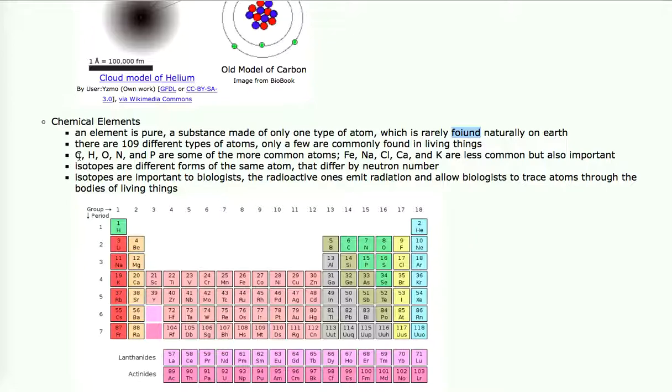The most common atoms are carbon, hydrogen, oxygen, nitrogen, and phosphorus. Some of the less common ones are iron, sodium, chlorine, calcium, and potassium. They're less common, but they're ultimately extremely important. We won't talk too much about isotopes, but each atom has different flavors. There are different types of carbon atoms, and we call those isotopes, and they differ by their neutron number.